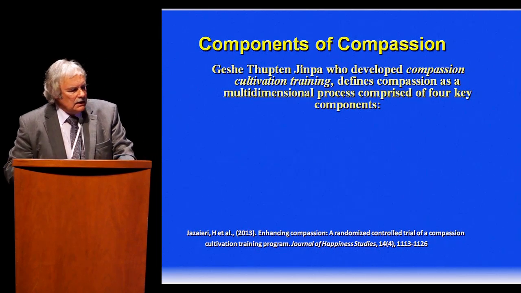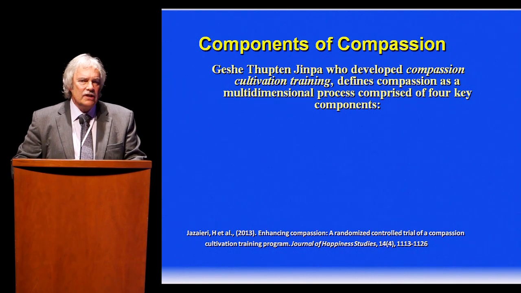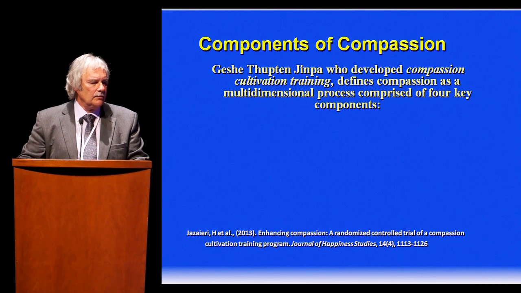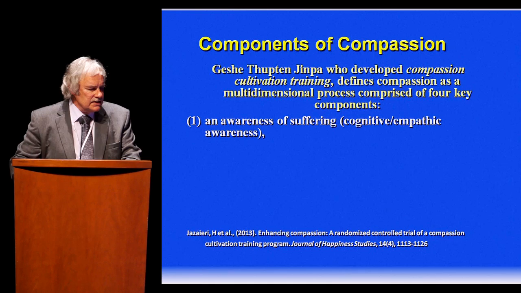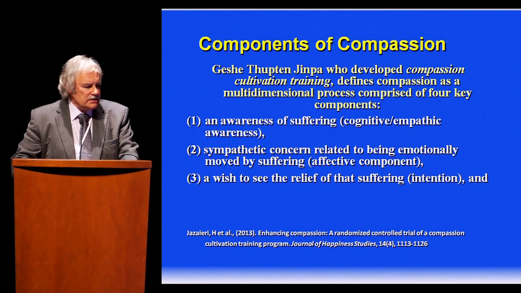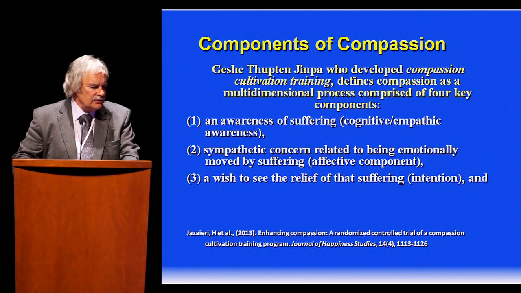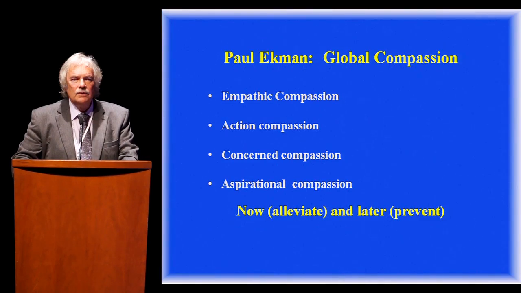Now, Geshe Jimpa, who is here and has developed the Compassion Cultivation Training program, which is a fantastic program here at CCARE, defines compassion in terms of four elements: an awareness of suffering, a sympathetic concern to be emotionally moved by suffering, a heartfelt wish to see the relief of suffering, and a responsiveness or readiness to help alleviate that suffering. So once again, you see these multiple components to this idea of compassion.